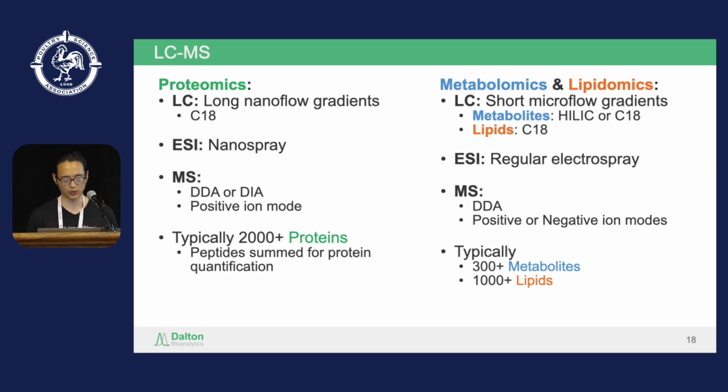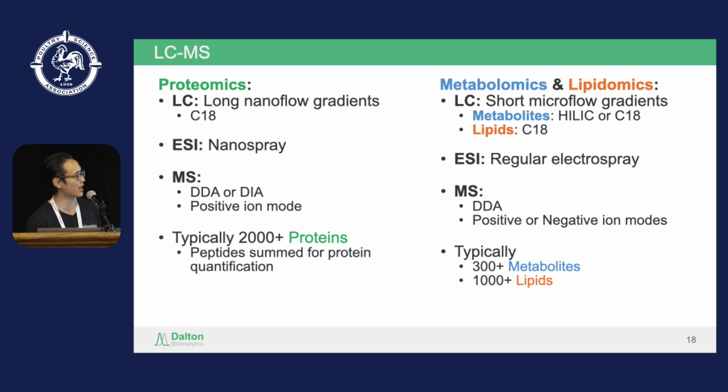At the LC-MS level, it's quite similar as well. Metabolomics and lipidomics generally use microflow LC, a regular electrospray source. There's positive and negative ions, so some are acids, some are amines. And typically, for a given experiment, you might get around 300 or more metabolites, 1,000 or more lipid species.